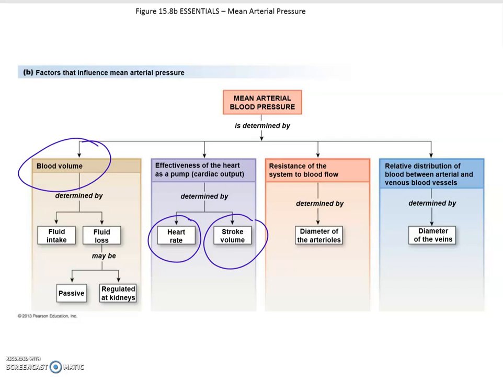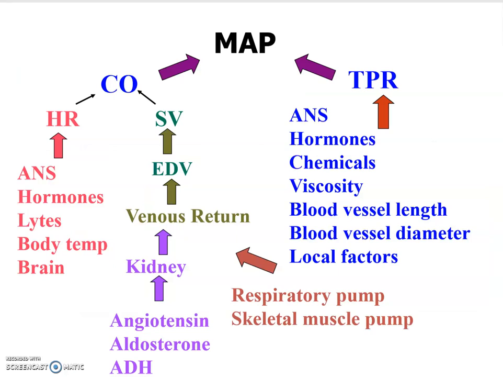Then, of course, the resistance of the system to blood flow. Is there any occlusion? Are there any deposits? Is there any hardening, atherosclerosis, something like that? So the diameter of the arterioles. And then we also have the diameter of the veins that determines or contributes to the relative distribution of the blood between arterial and venous circulation. And here's a chart that I like very much, showing that the mean arterial pressure is determined by various factors, and that's how we're going to continue in the next section.